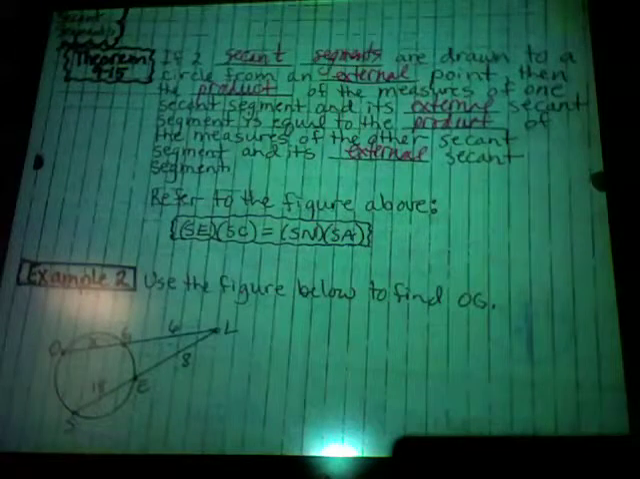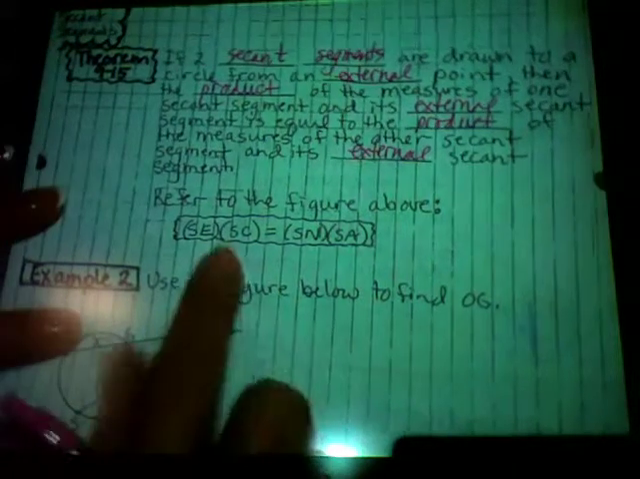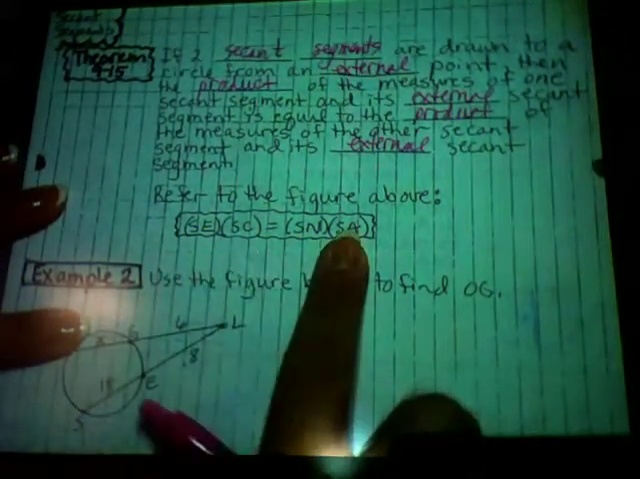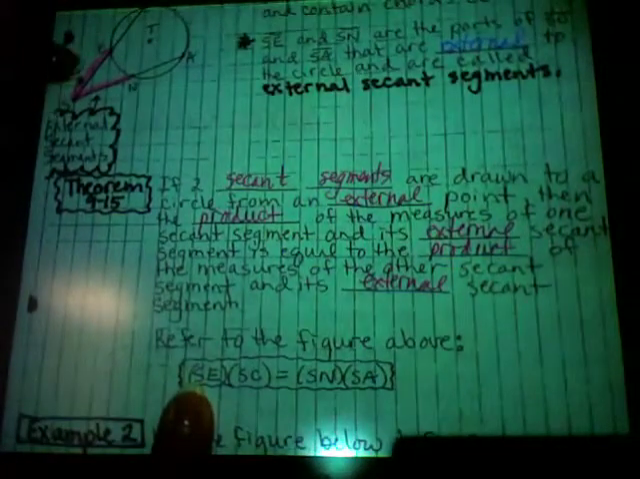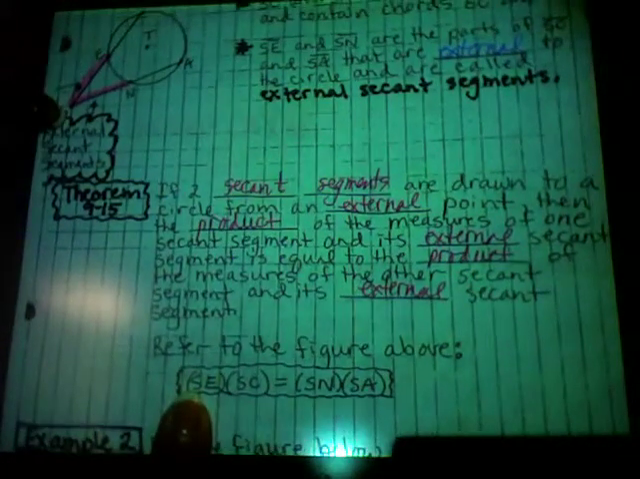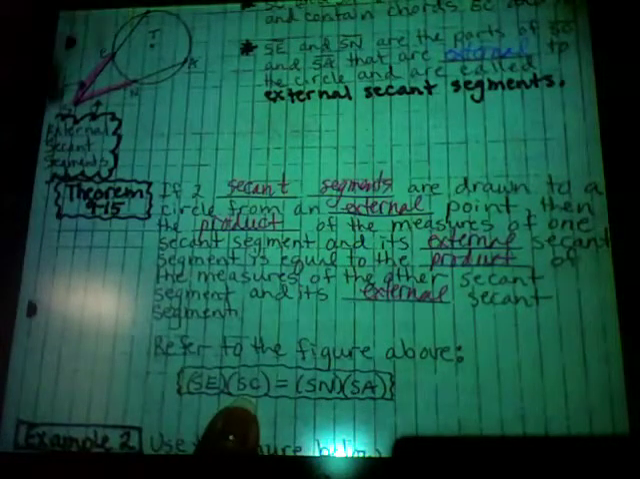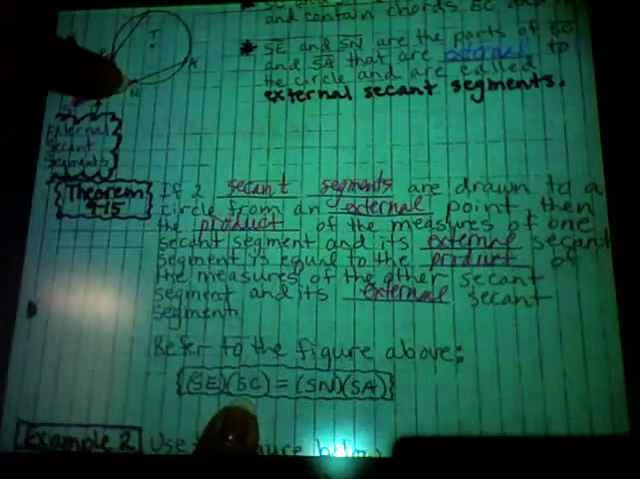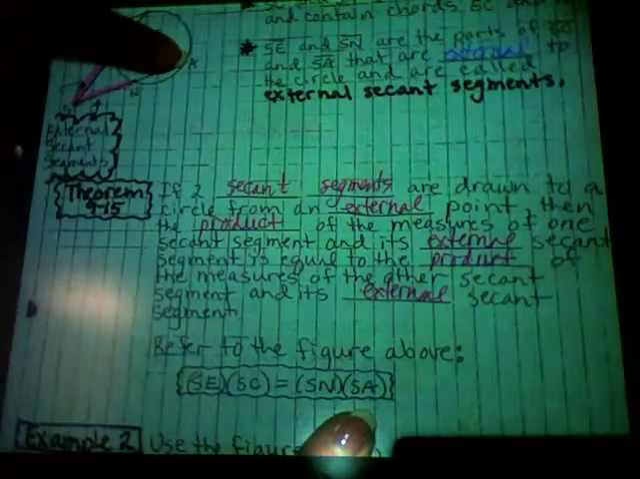In other words, the ones that are intersecting inside the circle, where you took the products of each of the pieces and multiplied them together and set them equal. So all this is telling you to do, this is exactly what that's referencing above. So SE is the external. You multiply it to its entire secant segment, which is SC. That should be equal to SN, the external part of the other segment, multiplied to its entire secant, SA.